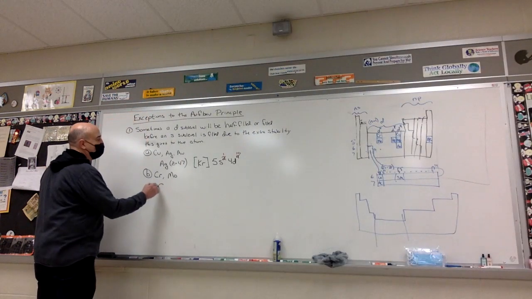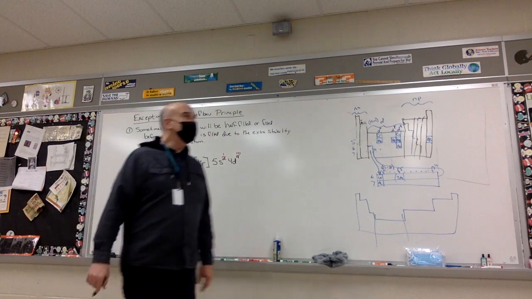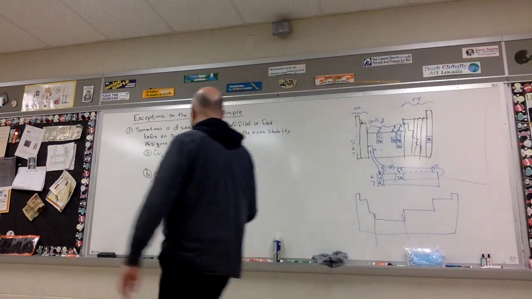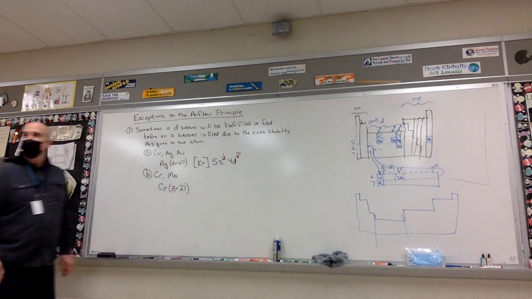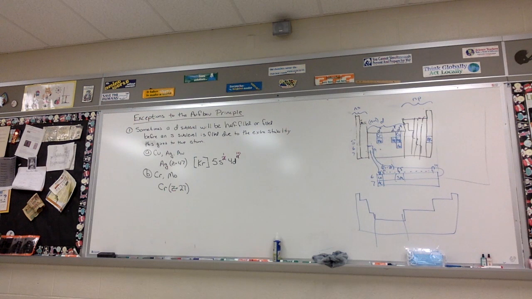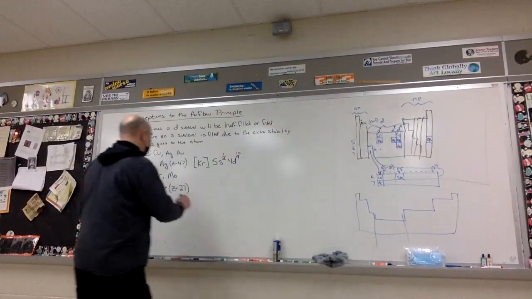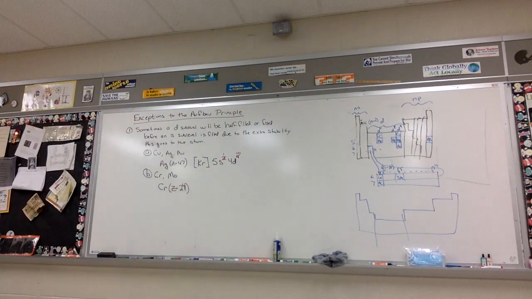So let's take a look at chromium for this one. Okay, chromium is number 24. Let's just do the full configuration for chromium, not the short one, just for practice. So what's the first thing we go through? 24. Yes, it's 24. I was seeing if you're paying attention. So chromium is 24.